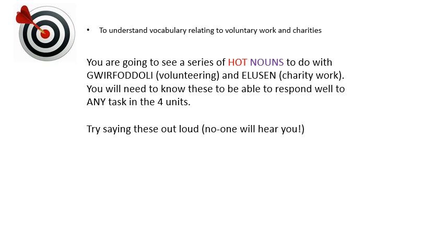Okay, hopefully you've spent some time learning those now. And we are now going to look at some nouns. So verbs we've already looked at, doing words. We're going to look at some nouns now based on the same topic.